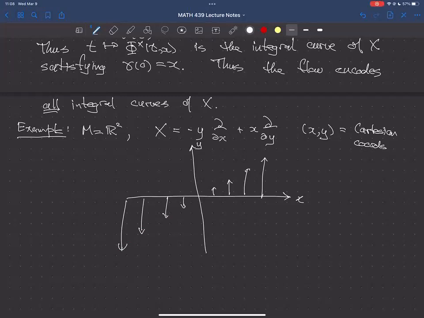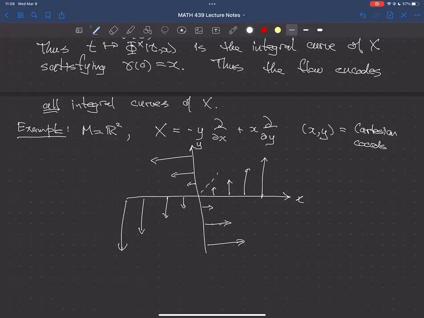Then similarly, letting x equals 0, so I'm now on the y-axis, what I see is that integral curves point in the x direction with a sign opposite to that of y. So they look like this. And again, they grow with the magnitude of y.